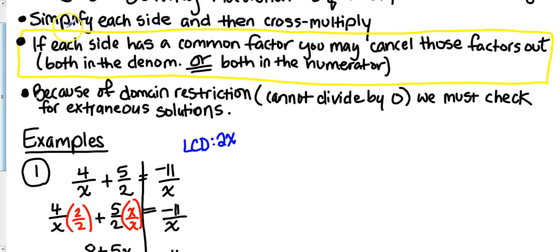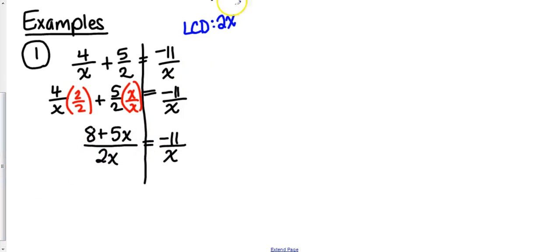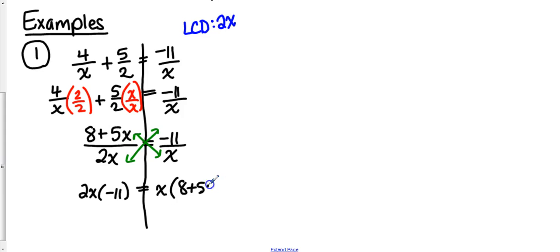So if we look here, simplify each side and then cross multiply. So we have simplified the left side. There was nothing to simplify on the right. Now that we have simplified each side, we have a fraction equals a fraction, we will now cross multiply. So that's going to be 2x times negative 11 equal to x times 8 plus 5x.